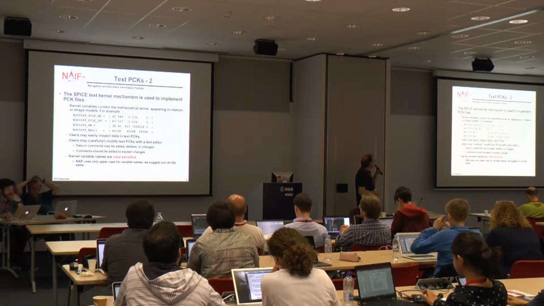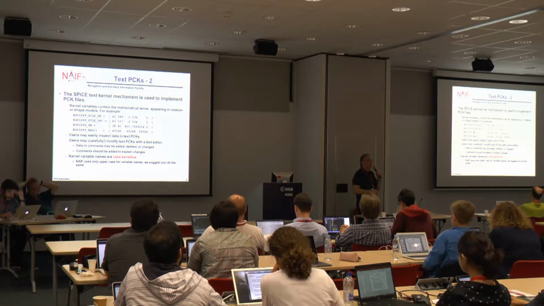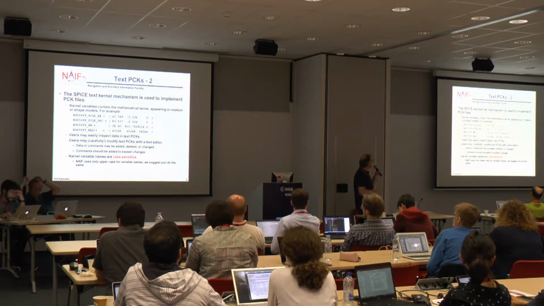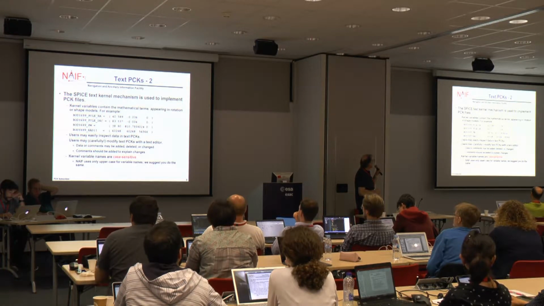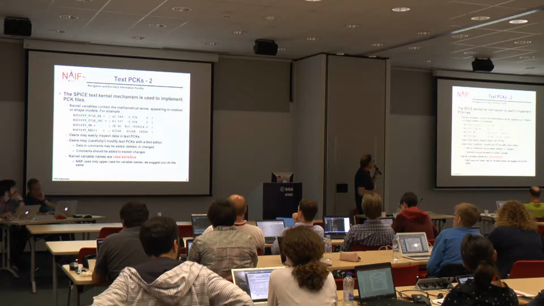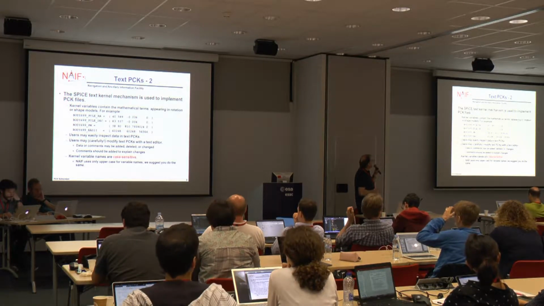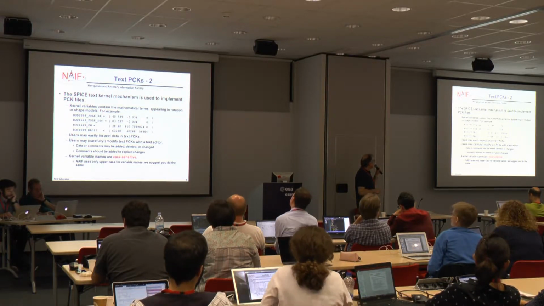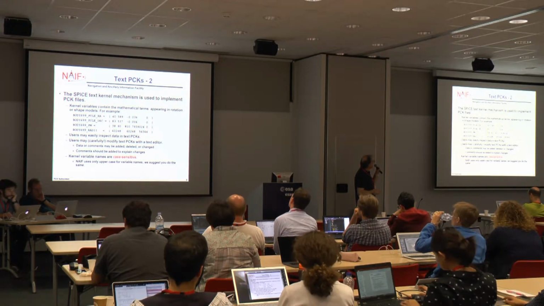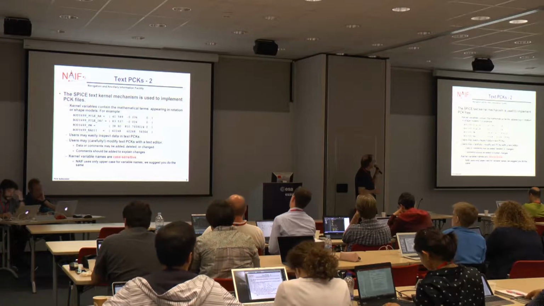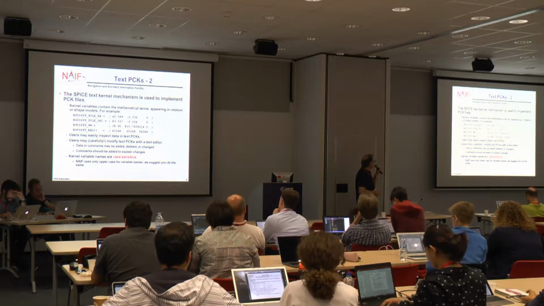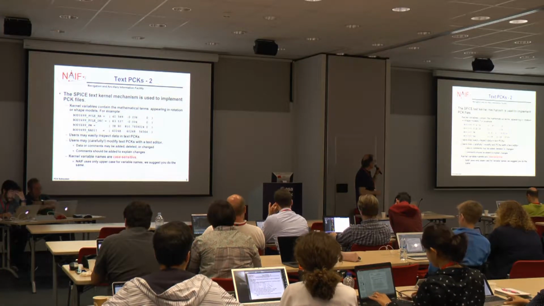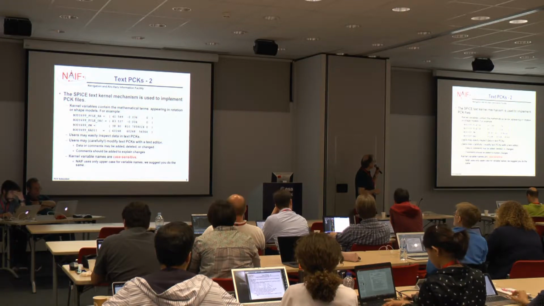SPICE text kernel mechanism is used to implement PCK files. So this is the same format that you've already seen in the intro to kernels tutorial, with the \begindata to identify data blocks, \begintext to identify text blocks, and keyword equal value assignments. You see these vector values associated with pole RA, pole DEC, prime meridian, and radii. These assignments define Euler angles giving the direction of the pole and the location of the prime meridian of the body-fixed frame of the object, and also typically radii for a triaxial shape model. It may actually be only spherical or might be biaxial. We do have 3 radii to specify the shape of an object.